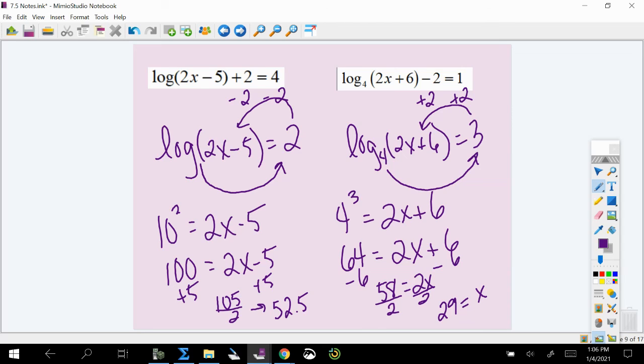So those are your two simplest log equations. Same log on both sides, or when you have a single log on one side that you have to isolate and follow the cloud.